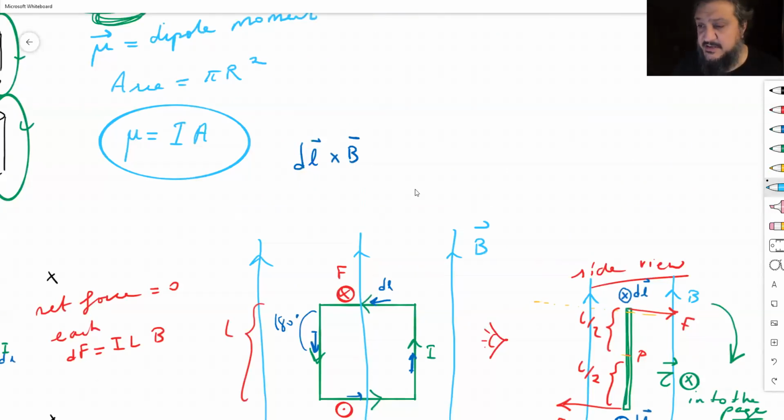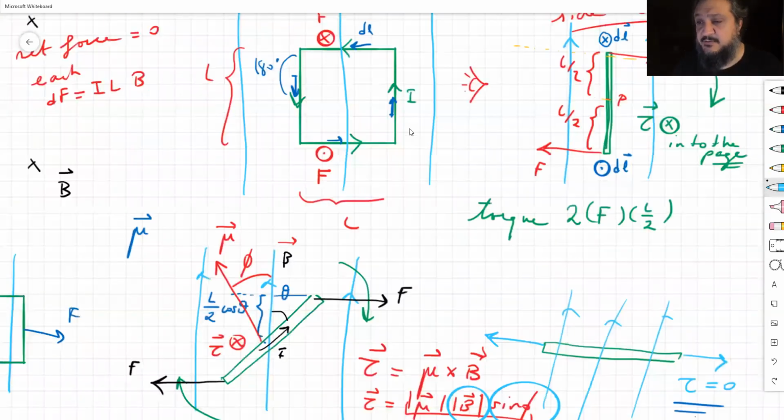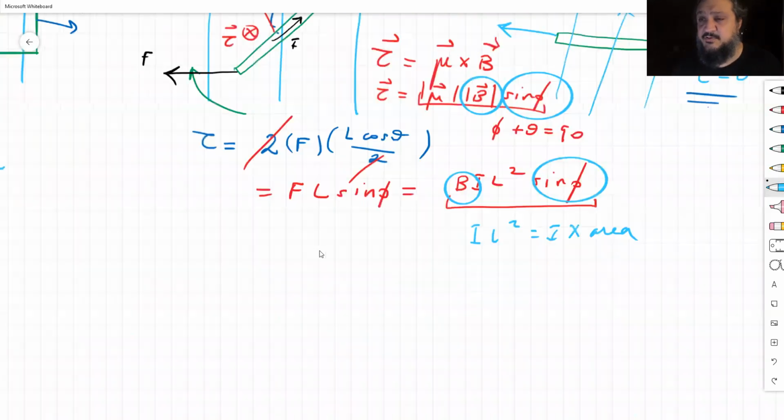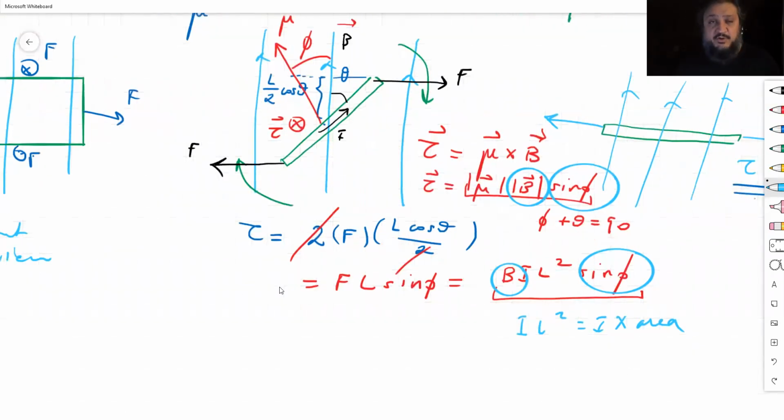So that agrees. From now on, whenever you want to find the torque for a given loop of current, don't worry about the geometry that much. As long as it's a loop, it's going to have a dipole moment. Let's say the loop is shaped like this.